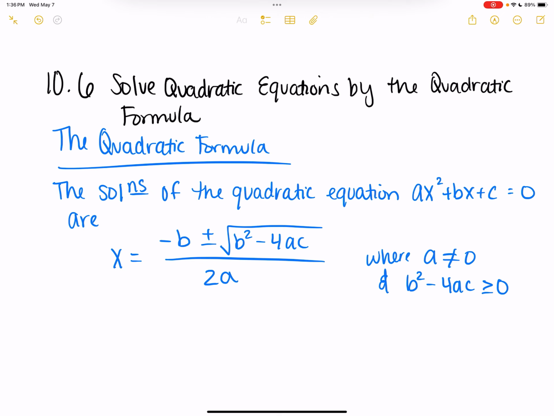But basically, you're just going to be given a problem. This is the situation where we're solving an equation set equal to 0. If it's not equal to 0, we've got to get it equal to 0 so that we can use this formula.